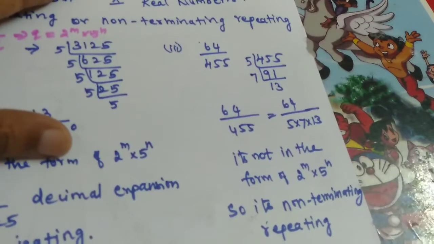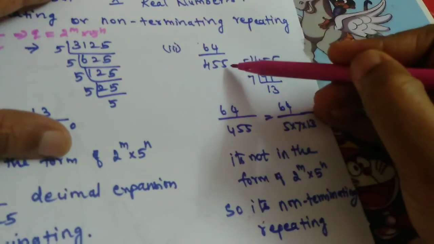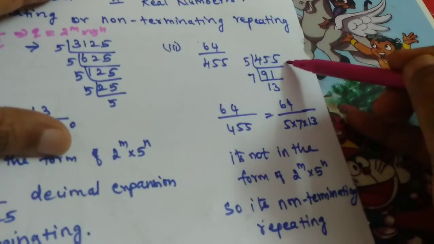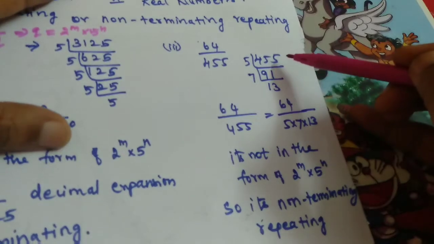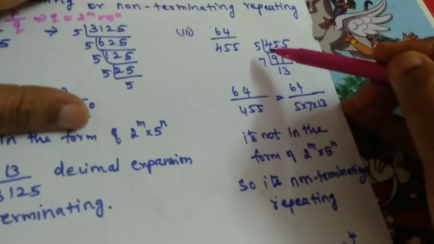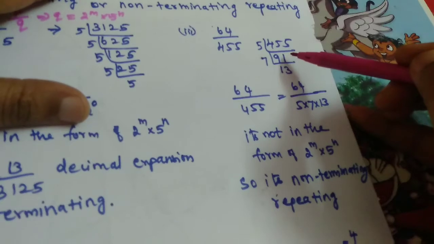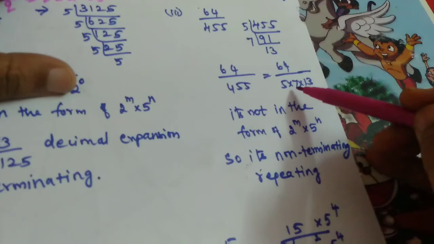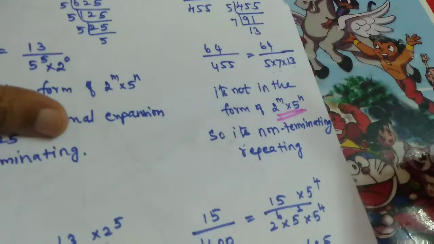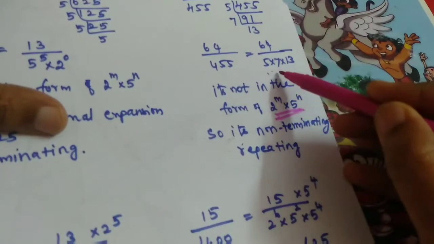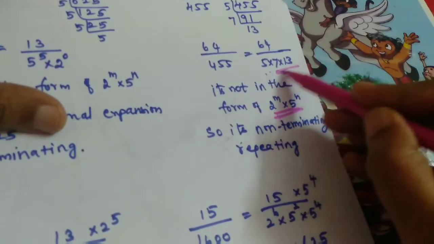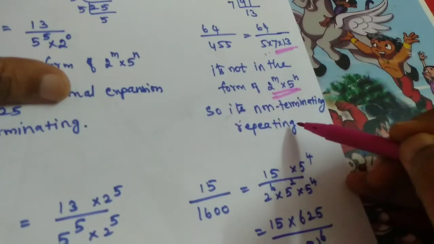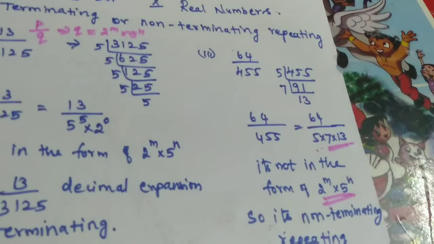Let's see another example, 65 by 455. For 455, first check whether it is divisible by 2 or 3, no. Divisible by 5, yes, it gives 91. 91 is not divisible by 2, 3, 5, but it is divisible by 7 and 13. So 455 is 5 into 7 into 13. It is not in the form of 2 power m into 5 power n. The 5 term is there and the 2 term is not there, we could write 2 power 0, but extra 7 into 13 are there. So it is non-terminating and repeating. Like that, the remaining we can answer.